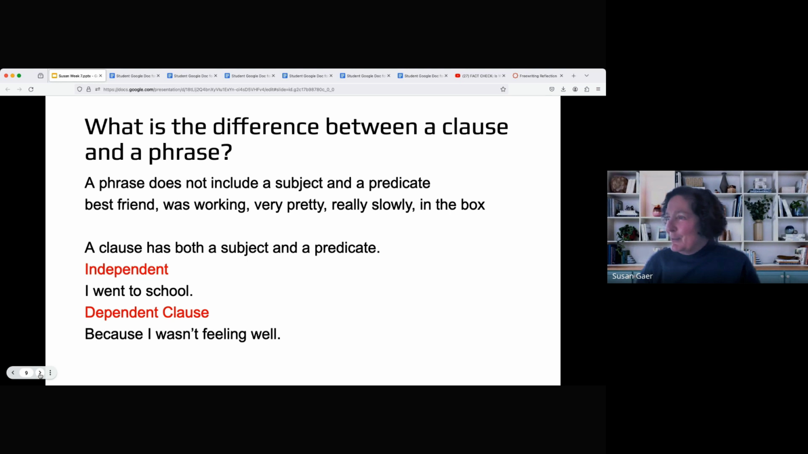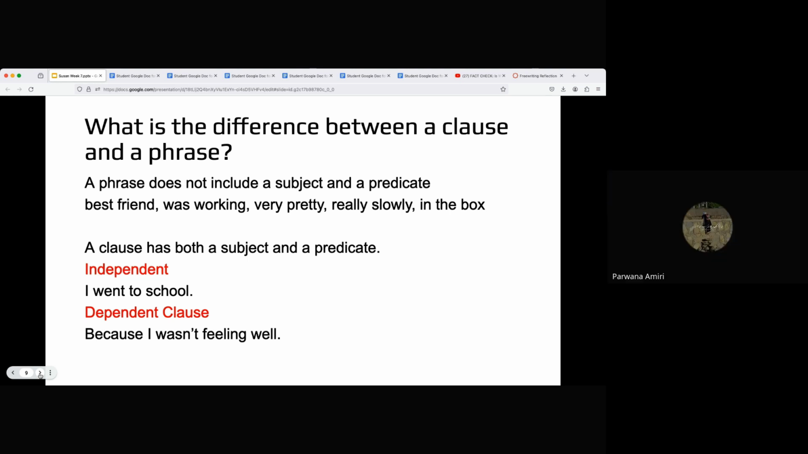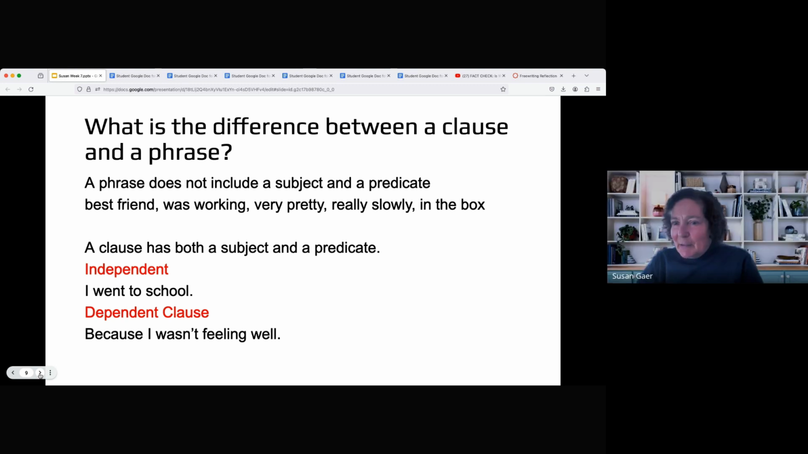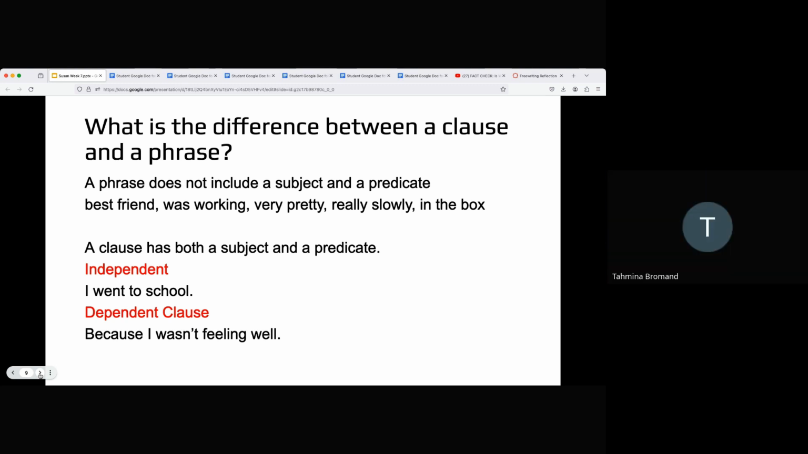So who would like to read this slide? Tamina. Let's have Tamina read. What is the difference between a clause and a phrase? A phrase does not include a subject and a predicate. Best friends was working, very pretty, really slow in the box. A clause has both a subject and a predicate. Independent: I went to school. Dependent clause: because I wasn't feeling well.